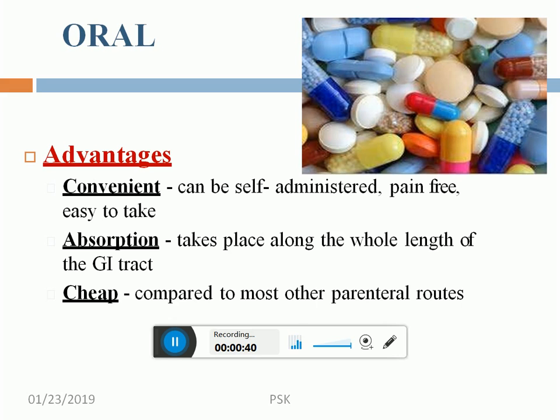So what are the advantages of the oral route? The first is that it is convenient and can be self-medicated. It is pain-free and easy to take, and absorption takes place along the whole length of the GI tract. It is also cheaper compared to the other parenteral routes.